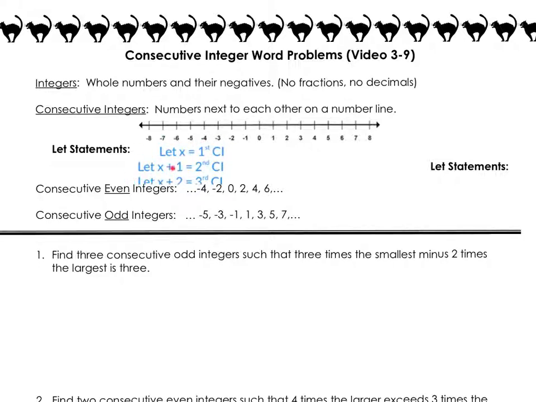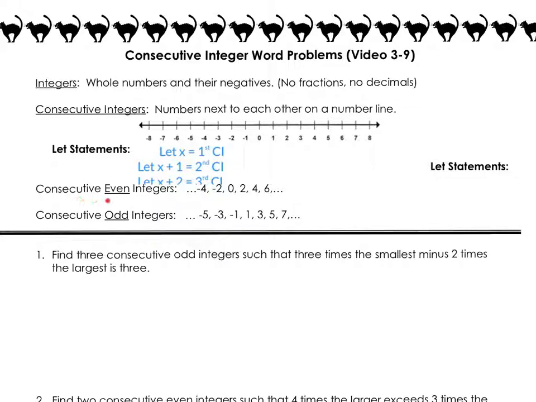So we use let statements to represent consecutive integers, which would be let x equal the first consecutive integer, x plus 1 gets the second one, because if we add 1, say we started at 1, adding 1 would get us the next one, which would be 2. Then if we go back to x and add another 1, that would be x plus 2 for the third consecutive integer. And this would continue for however many you have.